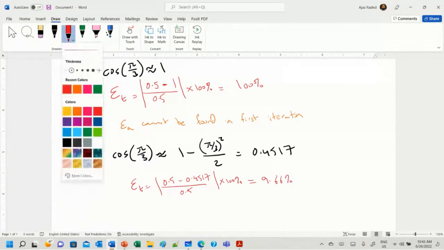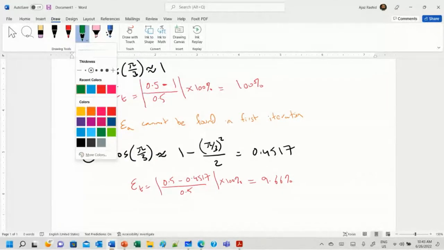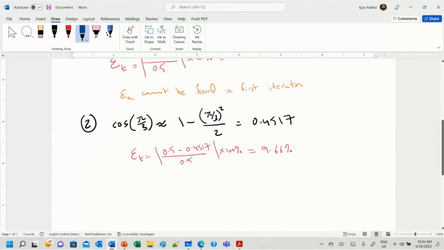Okay. Now since we have the previous value, we can find the approximate error as the current value minus the previous value divided by the current value. That comes to 121% error.